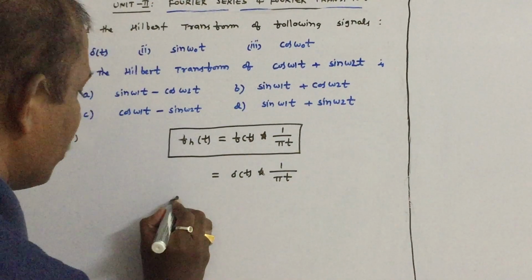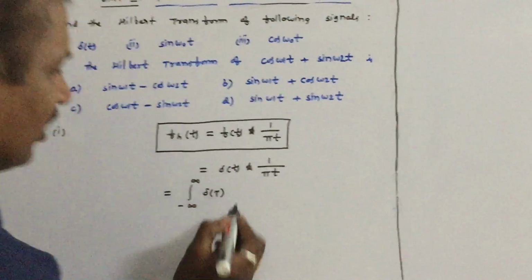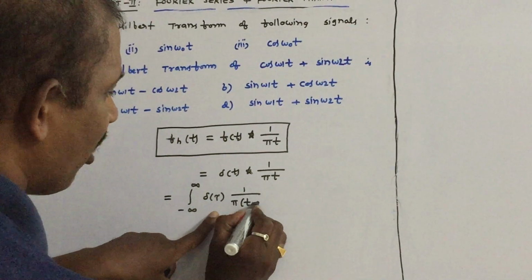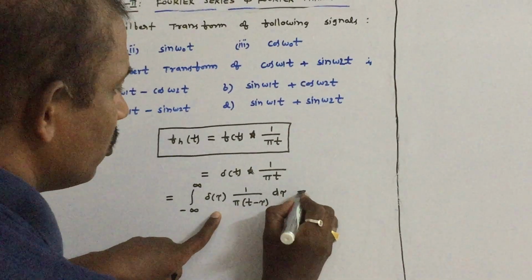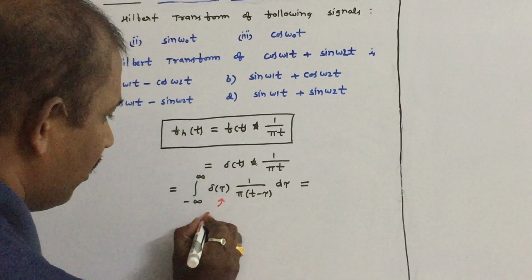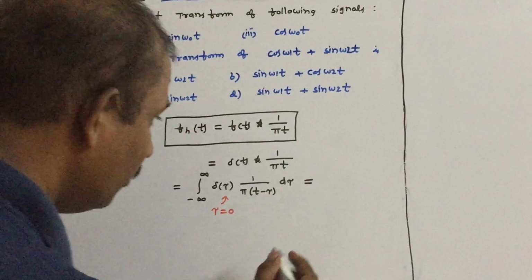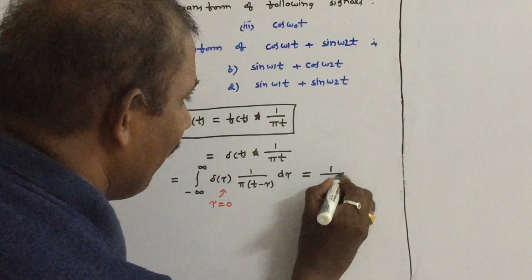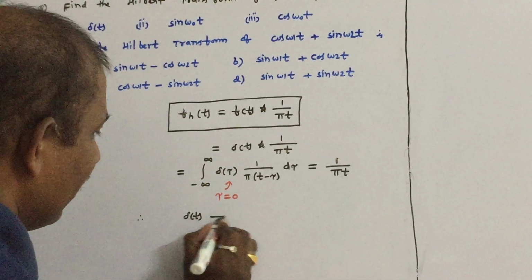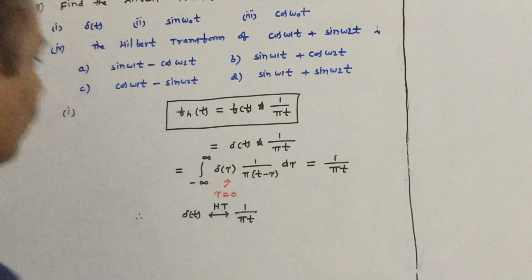Just substitute the convolution definition: integral from minus infinity to infinity, in the first function put tau, and in the second function put t minus tau, with respect to d tau. As you know from the impulse operations, this impulse exists at tau equal to 0. So substitute tau equal to 0 in this function, and we get 1 by pi t. Therefore the Hilbert transform (HT stands for Hilbert transform) of del of t is 1 by pi t. So this is the first one.